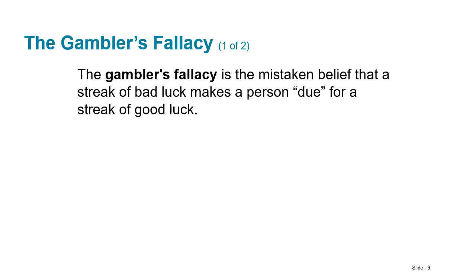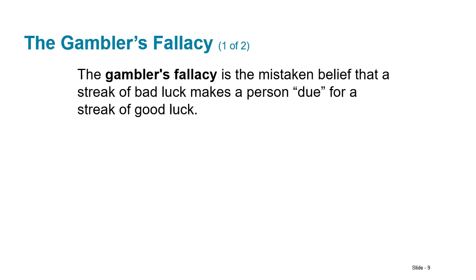Because the wheel doesn't know that it was black 17 times or 15 times in a row. Each spin is completely independent, so there's no reason why the next spin should be anything other than the same chances, right? It still has a 0.474 chance of being red on the next spin. It still has a 0.474 chance of being black on the next spin, and it still has whatever that leftover bit is of being green, right?